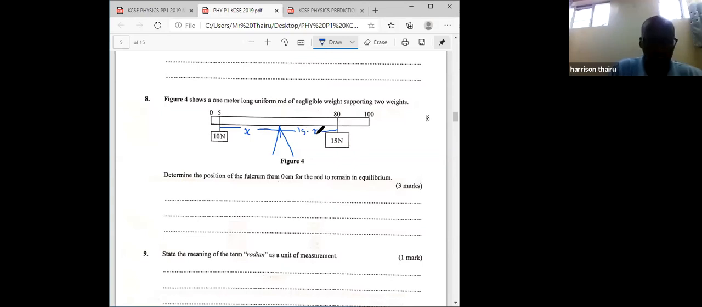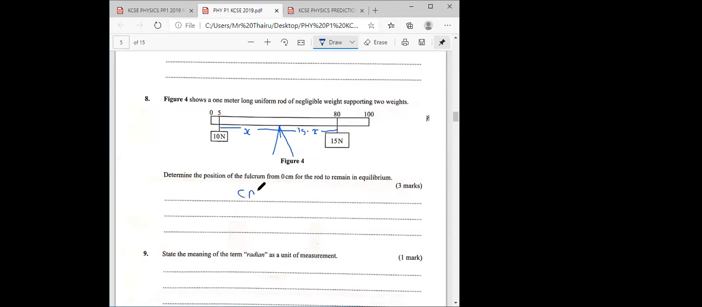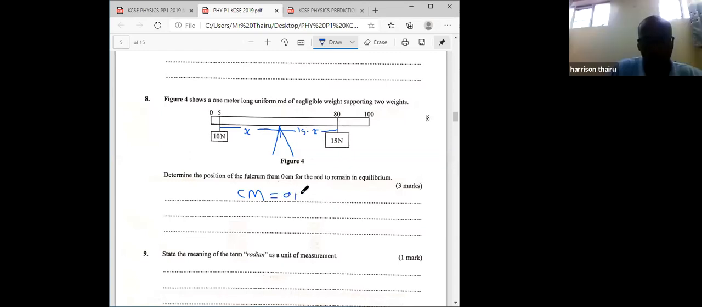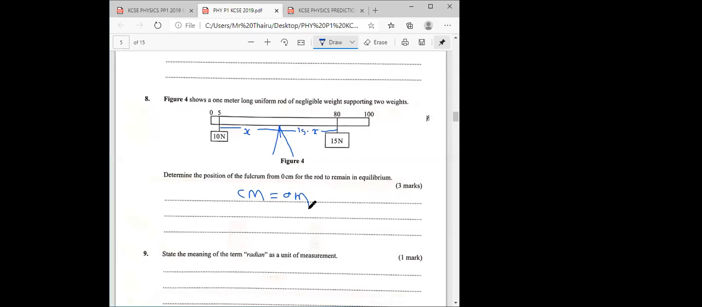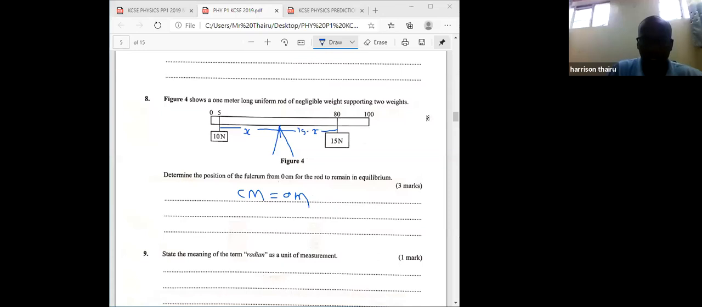So to get the first mark, you are going to write in full that the clockwise moment is equal to the anti-clockwise moment, and you must write in full. I'm only writing like this to save on time. So you have to take all the clockwise moments, which is going to be 15 newtons times the whole of this.